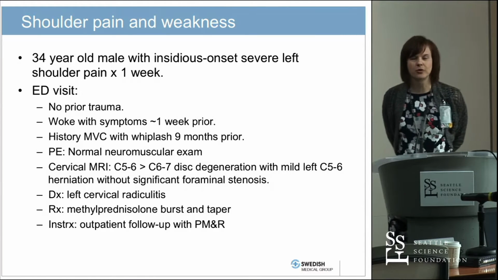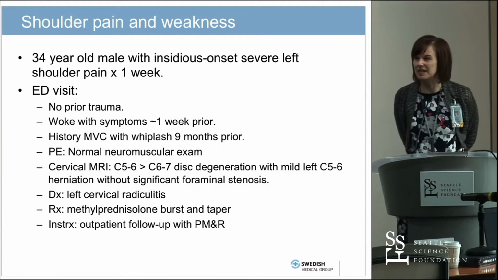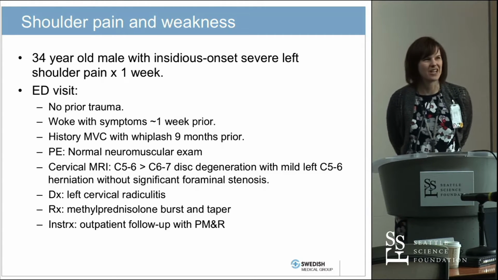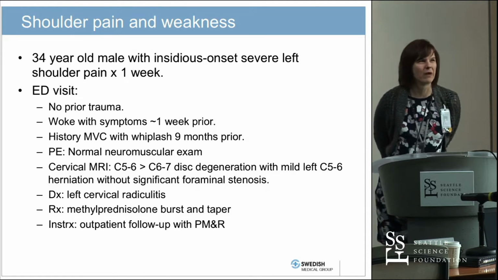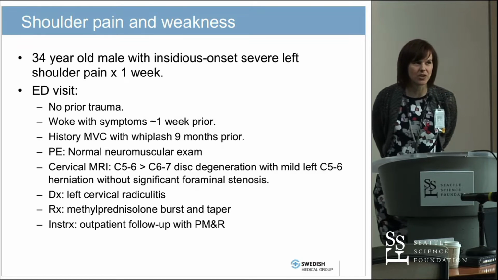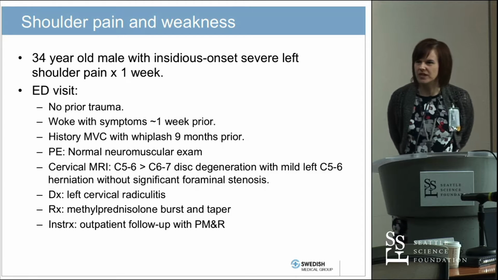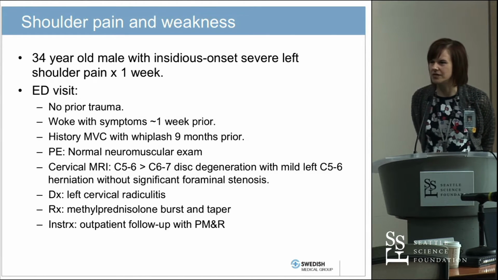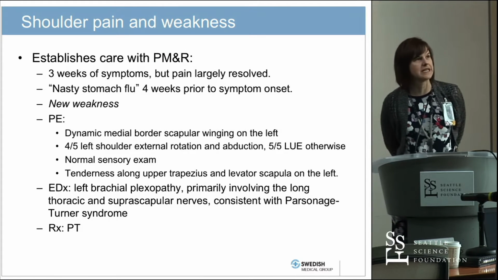So this is a 34-year-old male with insidious onset left shoulder pain for a week. He went to the ED because it was such severe pain. No trauma, he woke with symptoms a week ago, had an old motor vehicle collision with whiplash 9 months ago, but a normal exam in the ER. His MRI showed some wear and tear, degenerative changes. He was diagnosed with a left cervical radiculopathy, given a methylprednisolone burst and taper, and instructed to follow up as an outpatient with his friendly neighborhood physiatrist.